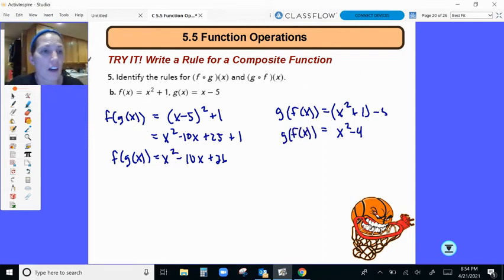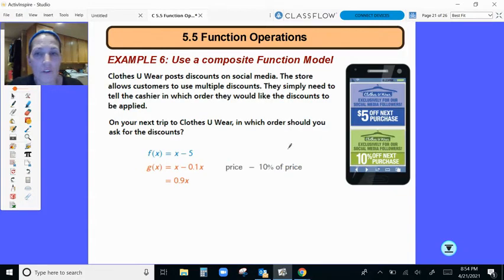Okay? All right, so now we're going to look at coupons. We can get $5 off our next purchase, and we also have a coupon that's 10% off our next purchase, okay? So we're going to write a function for which one we apply first.